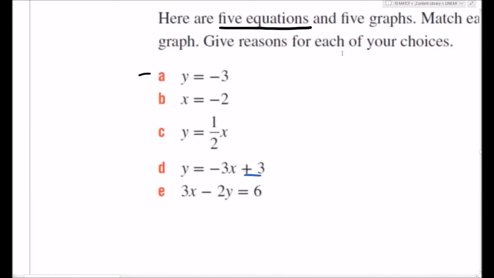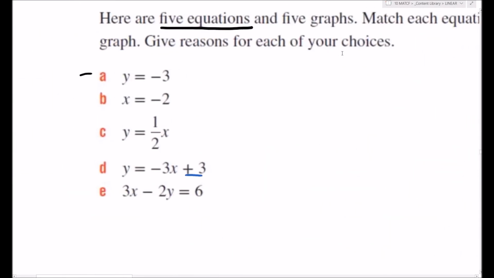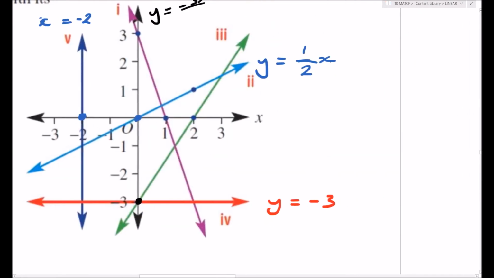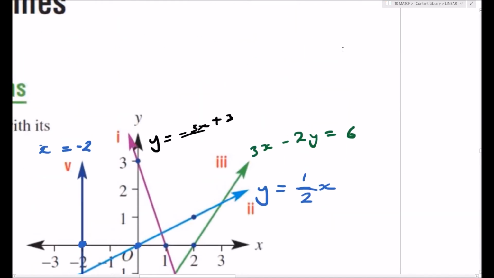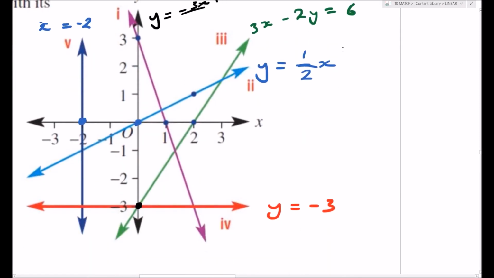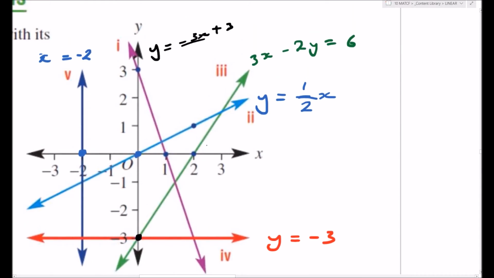And the last one is 3x minus 2y equals 6. Now that one is slightly tricky, but you can assume that the green one is going to be 3x minus 2y equals 6. Now this one's slightly trickier because the equation does look jumbled up. But the reason why, apart from process of elimination, that is the last equation, is you have to look at the intercepts, and where they're at.